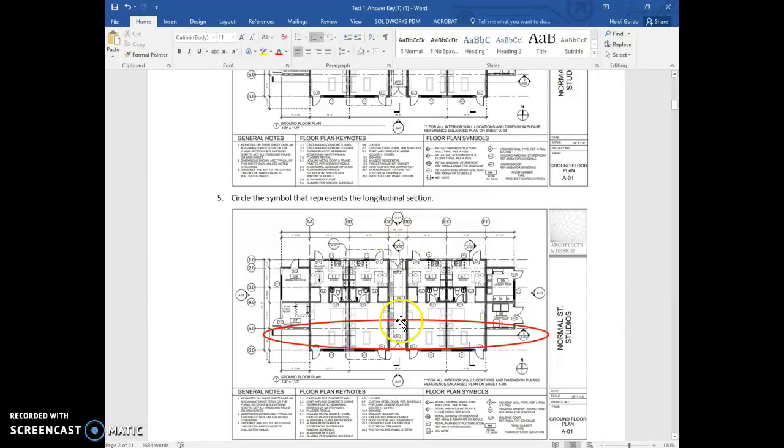This would be the cross section, or the transverse section, which would be a shorter section, 1A05 or 2A05. And this right here indicates a call out around the drawing. So please go back and review those symbols until you know them very well, because you're going to see them several other times.